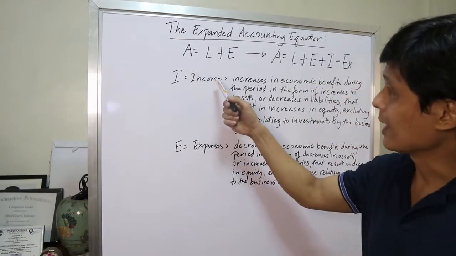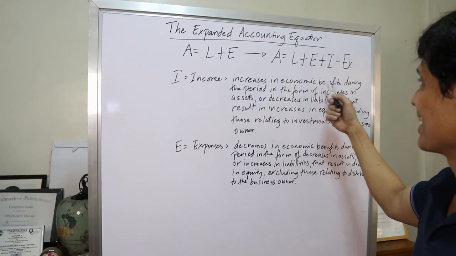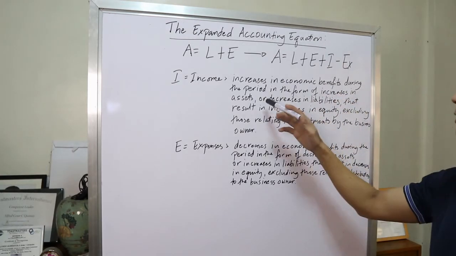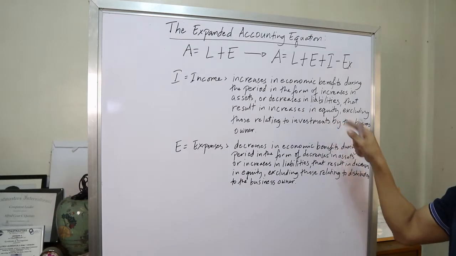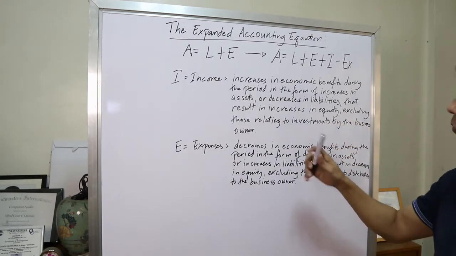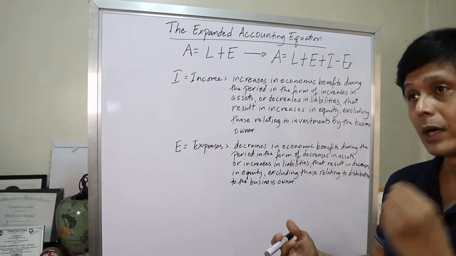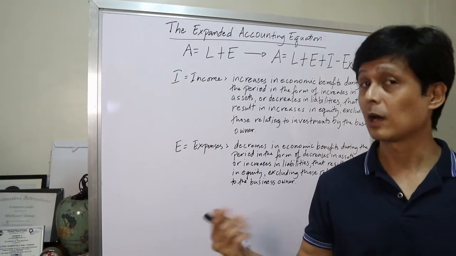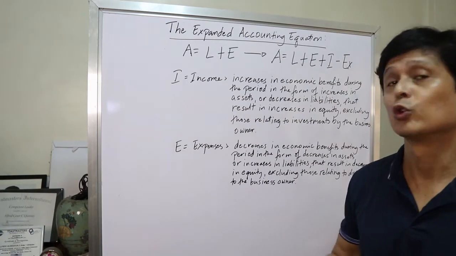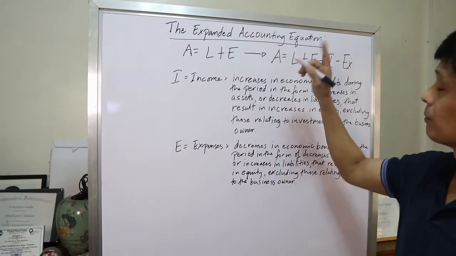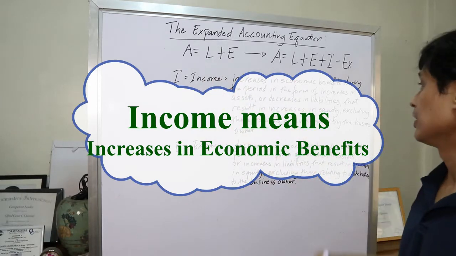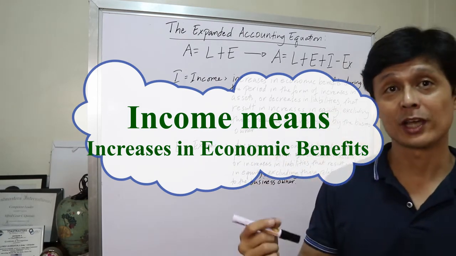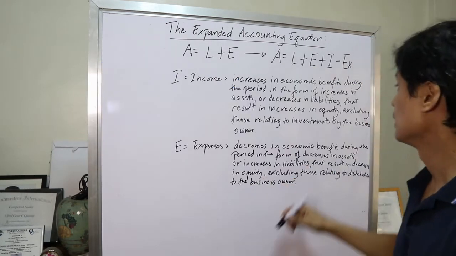Now, the definition of income is that it is the increases in economic benefits during the period in the form of increases in assets or decreases in liabilities that result in increases in equity. So, ibig sabihin lang yan, let's say nakapagbenta yung company nung goods nila. So, magkakaroon sila ng pera, therefore it increases the assets, no? And increases also the capital or the equity of the company.